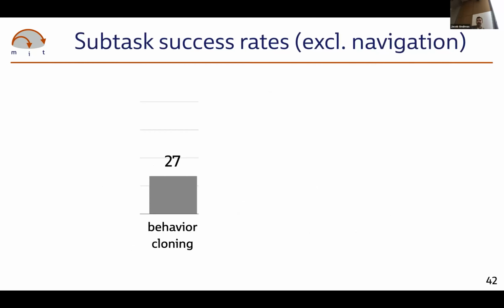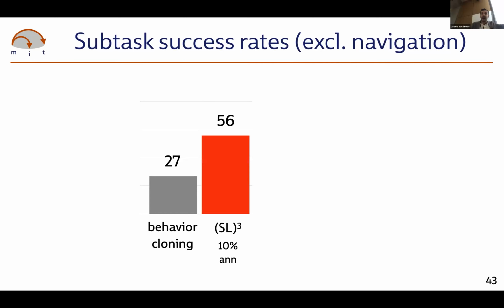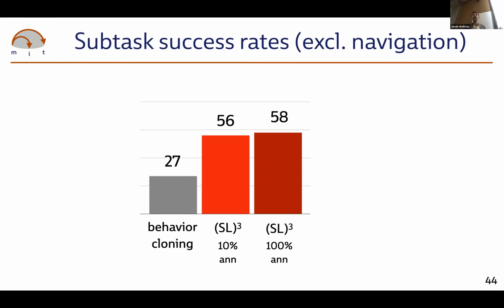To give us an even finer grained look at what's going on, we can do some ablations of pieces of this model. Here we're looking at a slightly different evaluation metric that tells you how many subtasks you're completing rather than how many high-level goals. And so here our behavior cloning model gets 27% accuracy. And if we, again, use 10% of annotations, we do substantially better than that behavior cloning baseline. And, most interesting here, you do almost as well as you do if you annotate the entire data set.